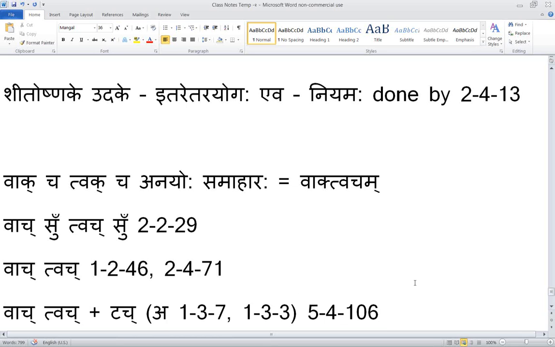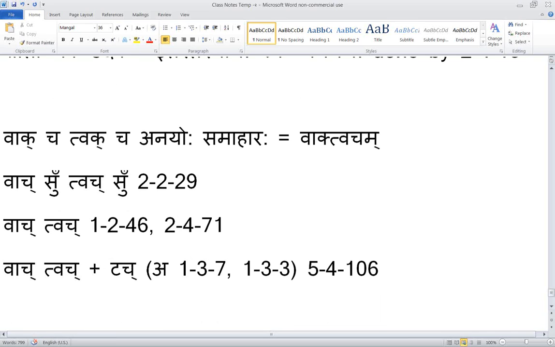Then the usual rules, just sandhi karyam, chohokuhu will become vak tvacham. So it becomes vak tvacham, and when you decline that, vak tvacham, of course the chohokuhu has come in here.